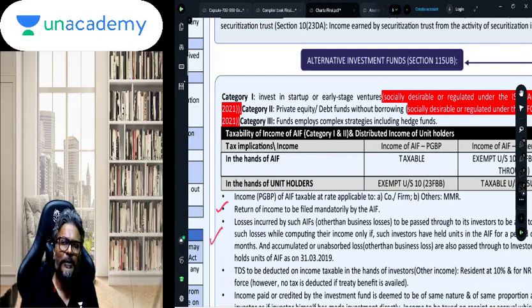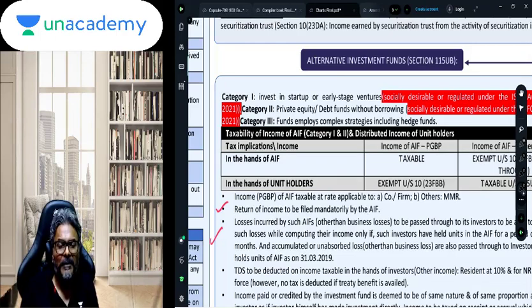So the unabsorbed portion of the loss, for that there would be a pass through that would be available, but there the pass through of this loss in the hands of the unit holder will also be subject to a condition. And what is the condition? That the unit holder has held the unit as on the last day of the previous year for a minimum period of 12 months or above.